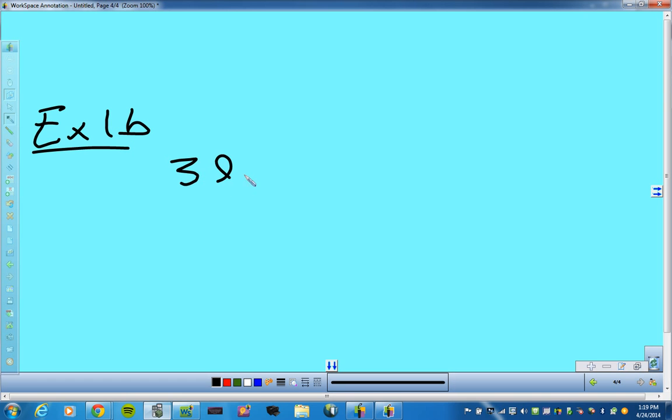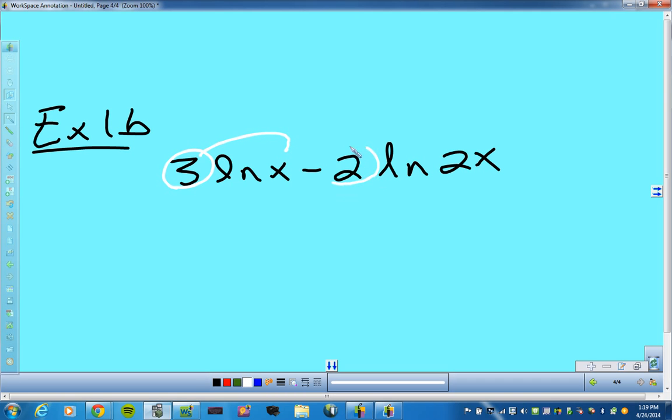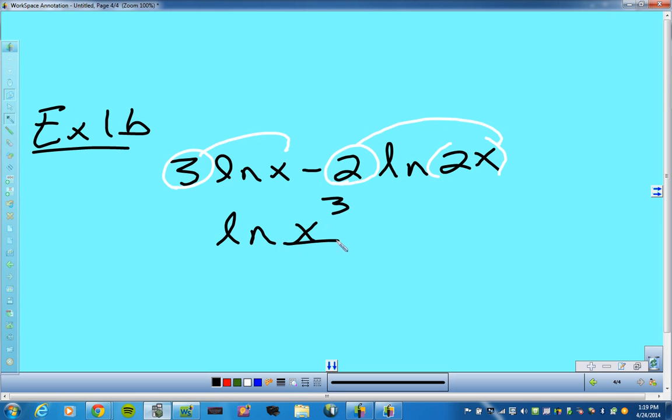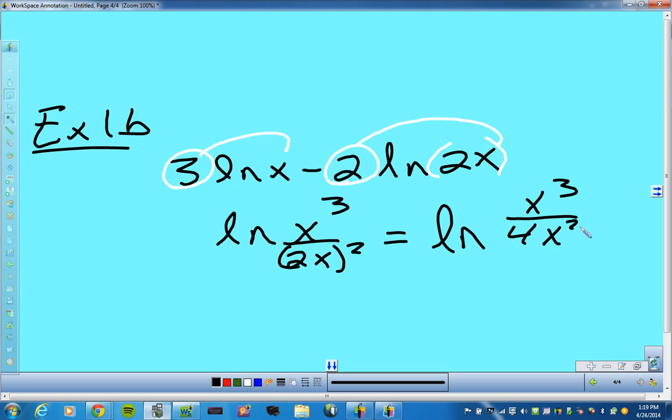Alright, 3 ln x minus 2 ln 2x. Okay, where's the 3 go, Preston? Exponent. So, a little bit trickier. This 2 is also the exponent here, right? But you have to put that 2x in parentheses because that exponent applies to both the 2 as well as the x. So here's what it looks like. We have ln x cubed over 2x squared. Okay, that equals ln x cubed over 4x squared.